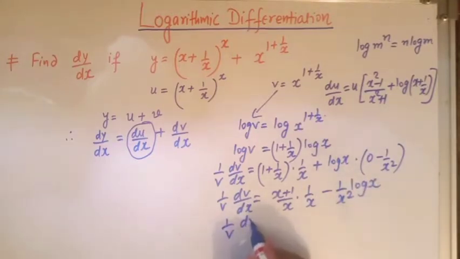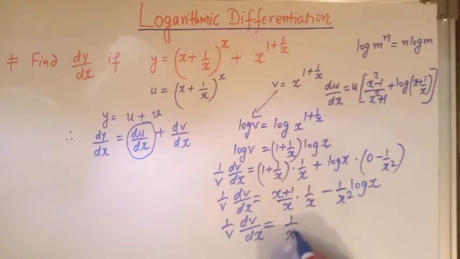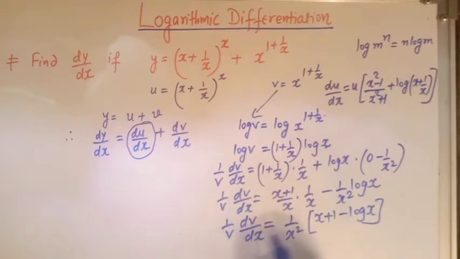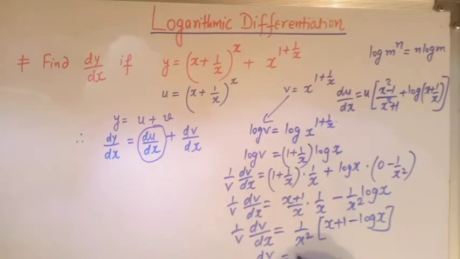So this can be written as 1 over v dv over dx, and this is x square. Taking x square common, we have 1 over x square as common, and we have x plus 1 minus log x, right? If we take v to this side, then we have dv over dx is equal to v times 1 over x square times x plus 1 minus log x, right?